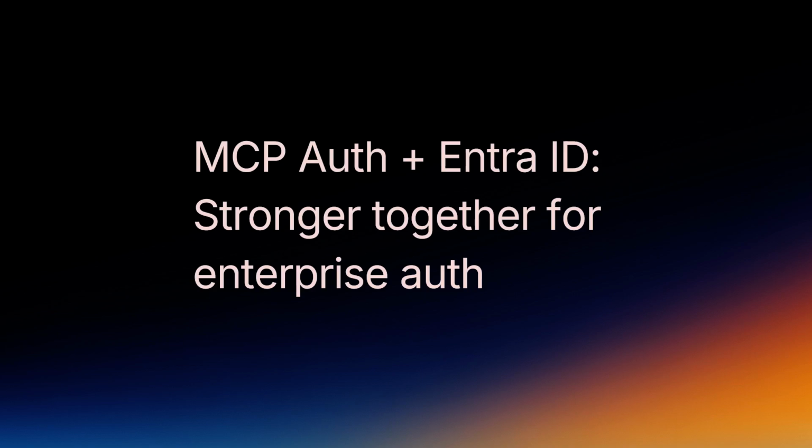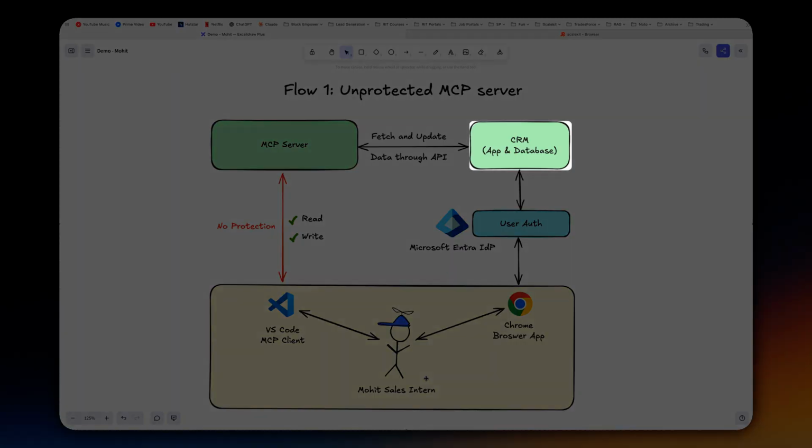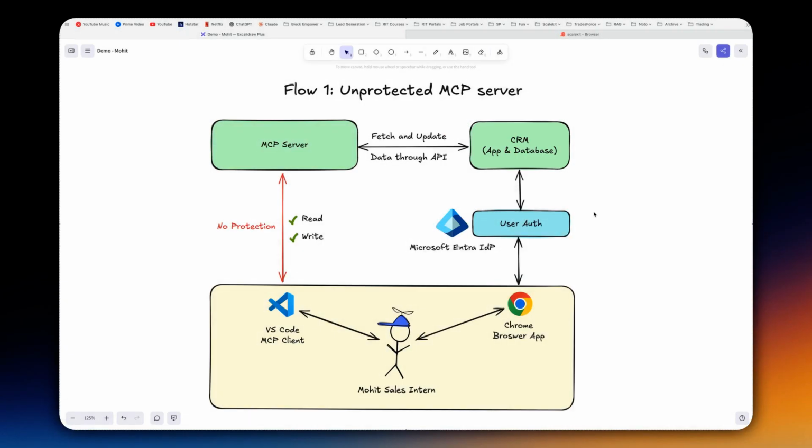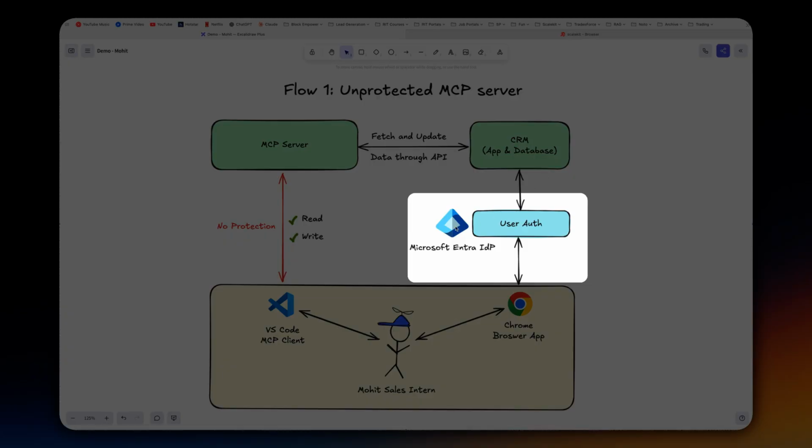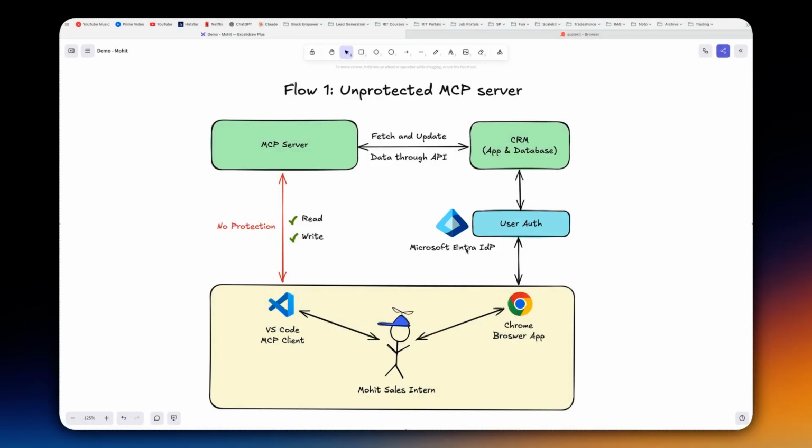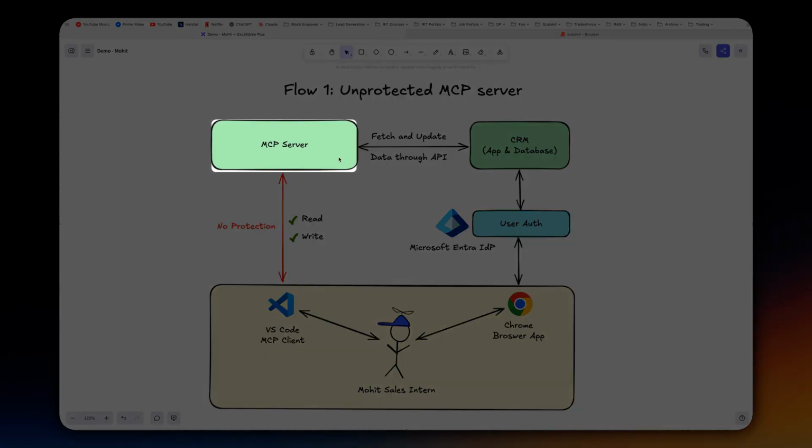With MCP Auth layered onto your Microsoft Entra connection, you extend your setup for complete coverage. For today's demo, there is a CRM app that is already protected by Microsoft Entra as its identity provider. Any user can log into the CRM app through a browser or an app and go through the Microsoft Entra Auth flow.